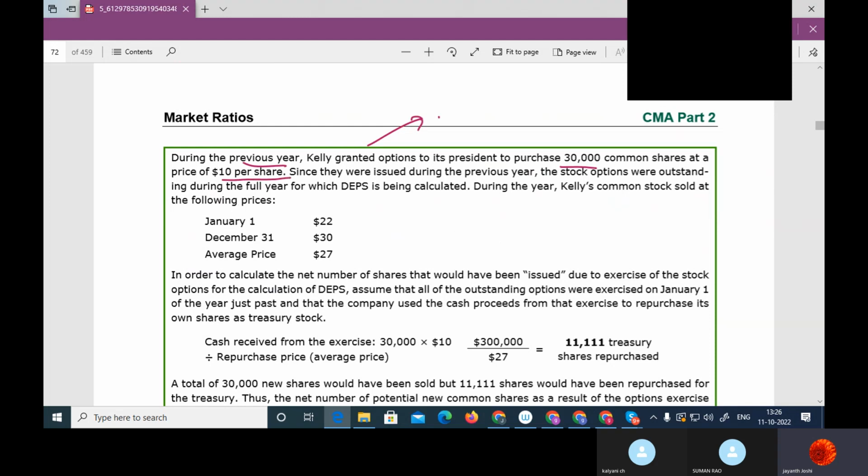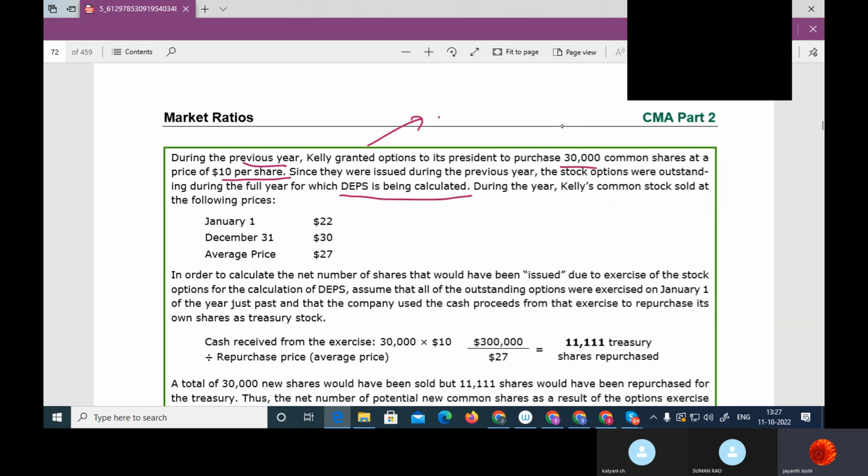per share. When you want to sell shares to your employee, you have to give them at some discounted price. Irrespective of the market price, you will be selling the shares to the company's president at $10 per share. Since they were issued during the previous year, the stock options were outstanding during the full year for which diluted EPS is being calculated.